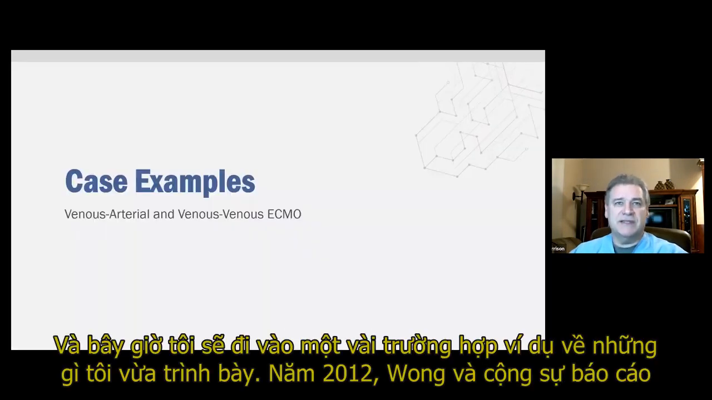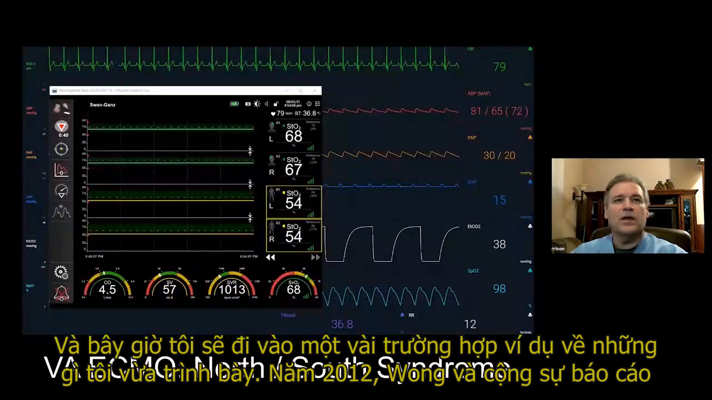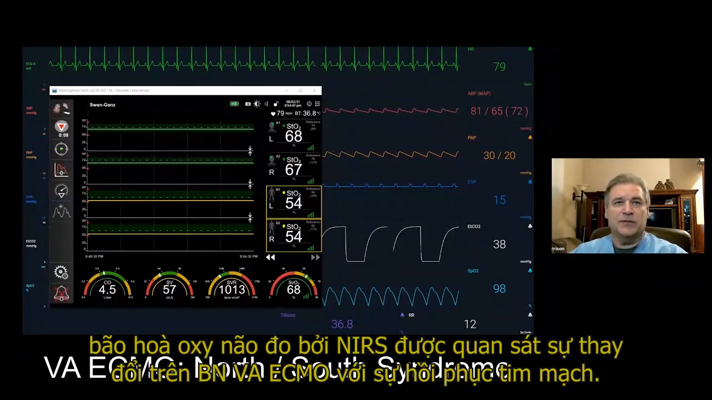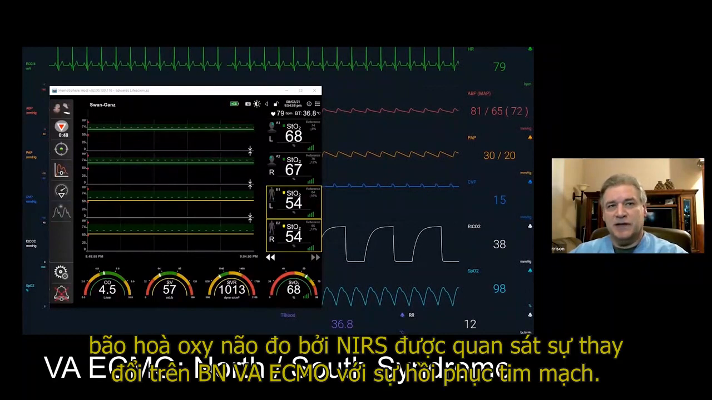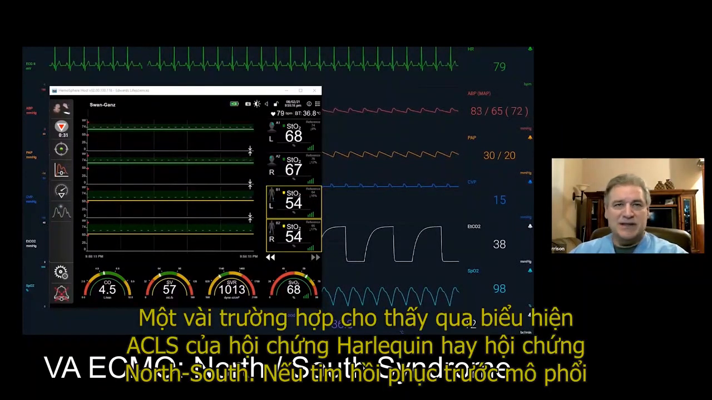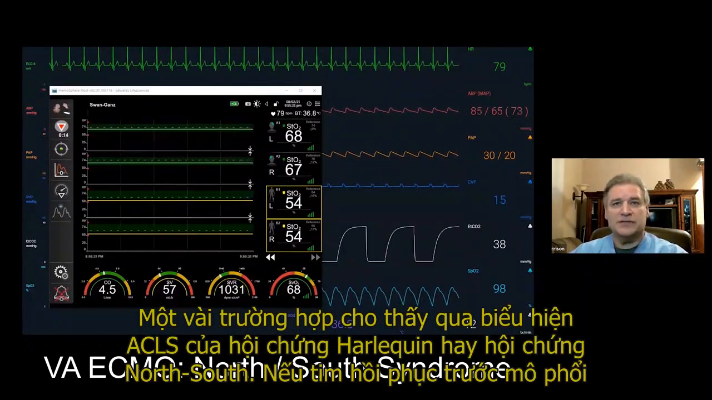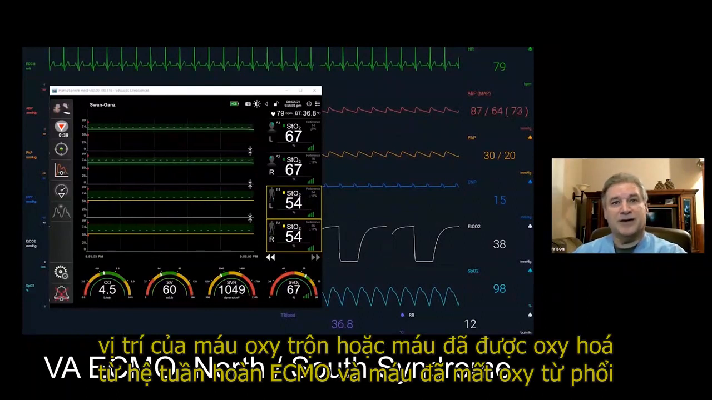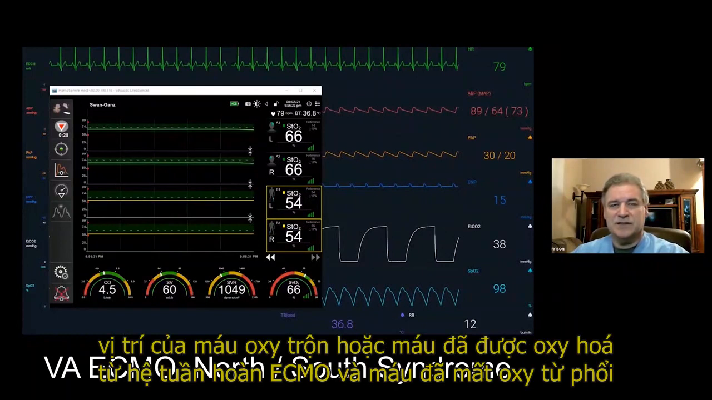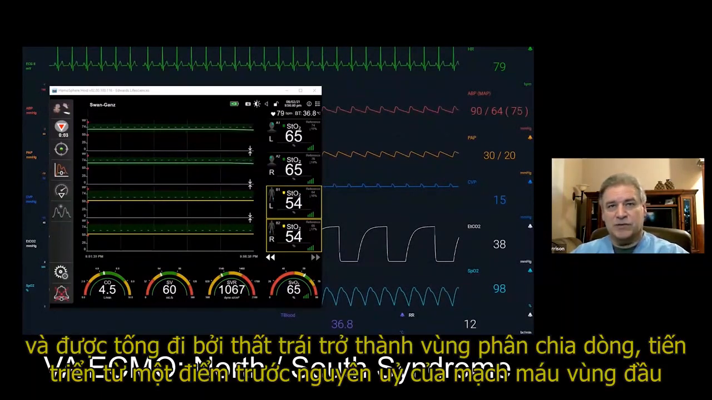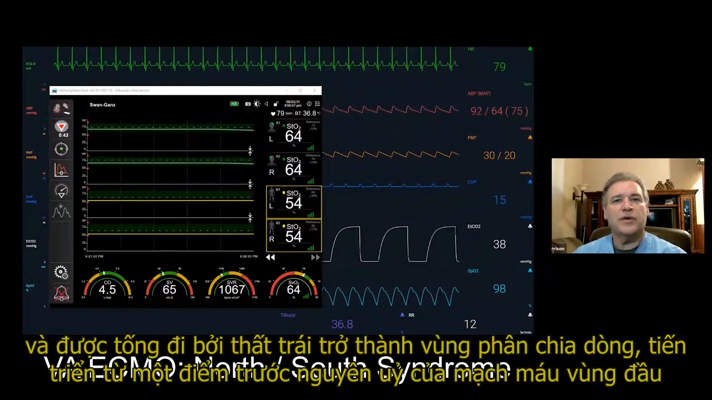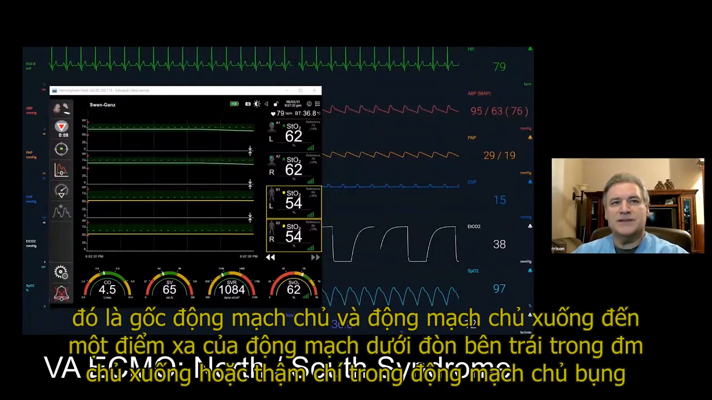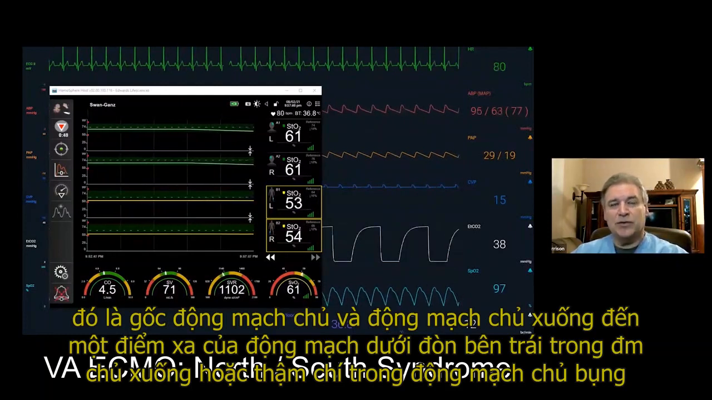And now I'd like to get into a few case examples of what has just been presented. So back in 2012, Wong and others reported that cerebral saturations, as reflected by near-infrared spectroscopy, have observable changes on VA ECMO with cardiac recovery, sometimes presenting in an ECLS manifestation of Harlequin syndrome or North-South syndrome. If the heart recovers prior to the pulmonary tissue, the location of the mixing of the oxygenated blood from the ECMO circuit and the deoxygenated blood from the lungs and ejected by the left ventricle, which becomes a watershed region, progresses from a point prior to the origin of the head vessels, which is the aortic root and ascending aorta area, to a point distal to the left subclavian artery in the descending aorta or even in the abdominal aorta.